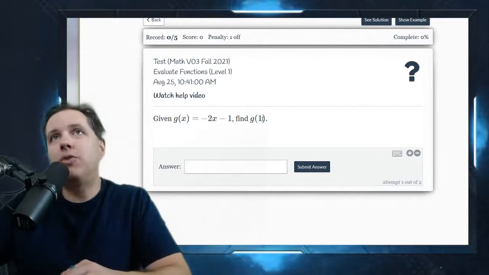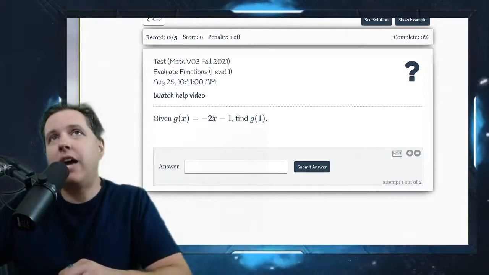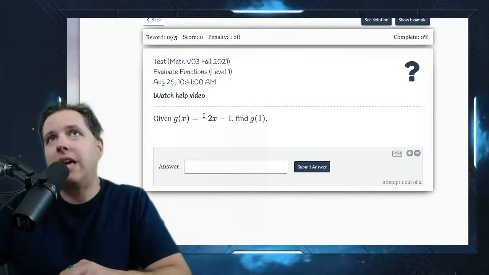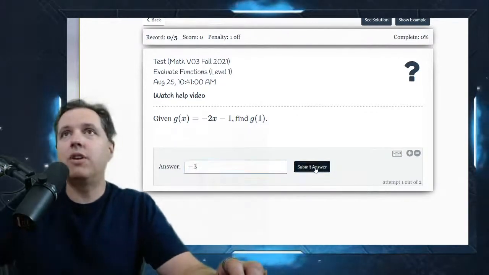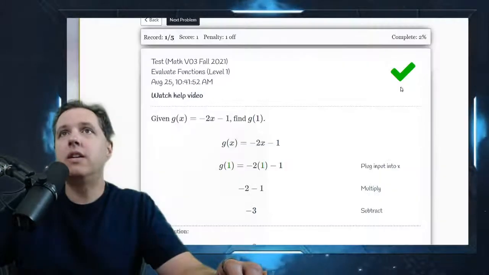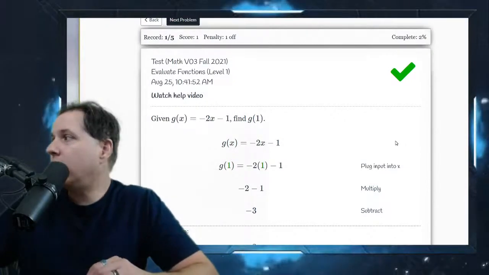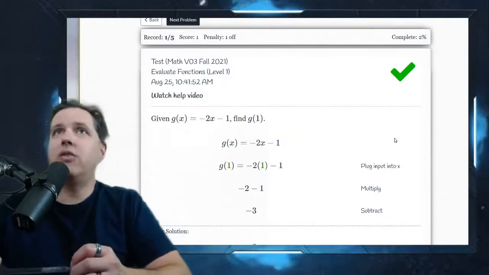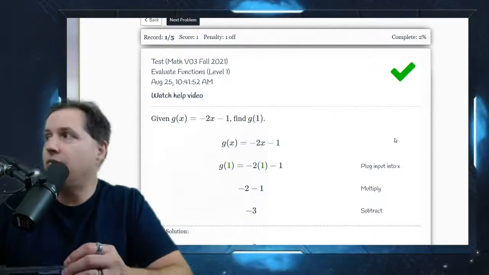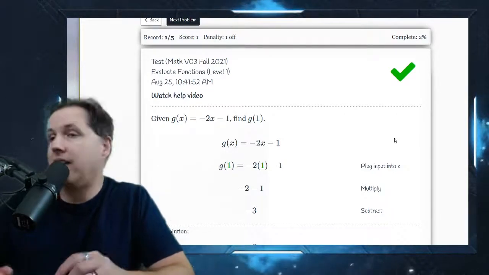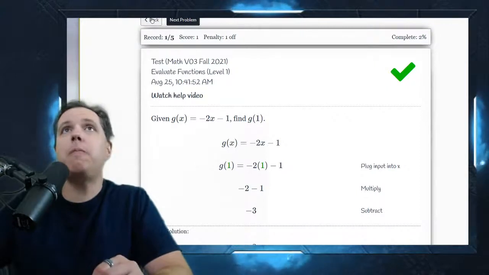So all this means is we take the 1 and plug it in here for x. Wherever there's an x, I'm going to put a 1 there. So when I plug in 1, I get -2 minus 1 is -3. So our answer should be -3. Yep, got it right. Okay, that's all you're doing. When it says evaluate or find this function value, you're just plugging that number in for x, and then you're simplifying things. That's all you got to do there.